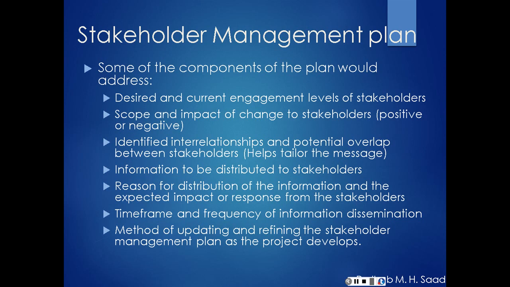Reasons for distribution of the information and the expected impact or response from the stakeholders. Assume, for example, a publicly traded company. The stakeholders in this case, some of them are going to be the shareholders. If the company has achieved a certain success, you want to share that with the stakeholders, correct? So you're going to have, for example, an annual meeting held at a hotel or a public place, and you're going to share your successes with them. On the other hand, if there are some failures, you want to keep these failures to a minimum so that it doesn't impact your stock price and the company at large.